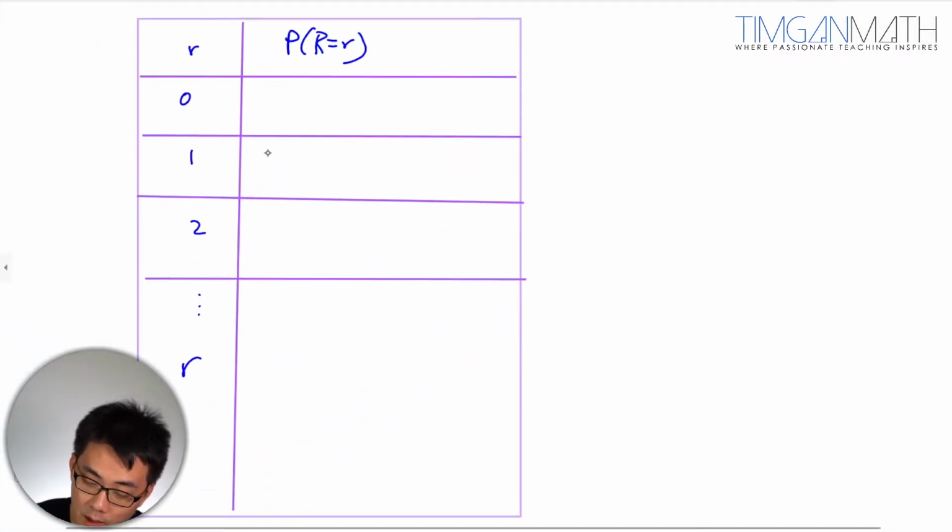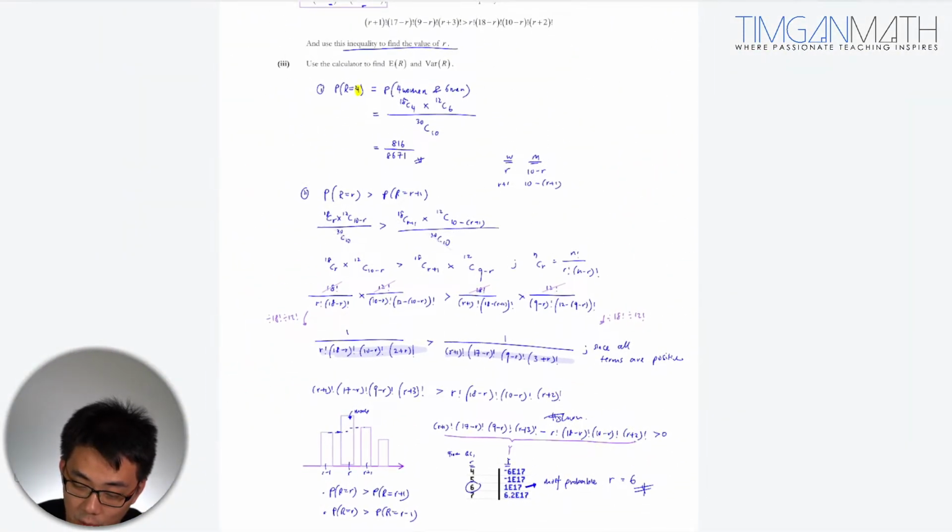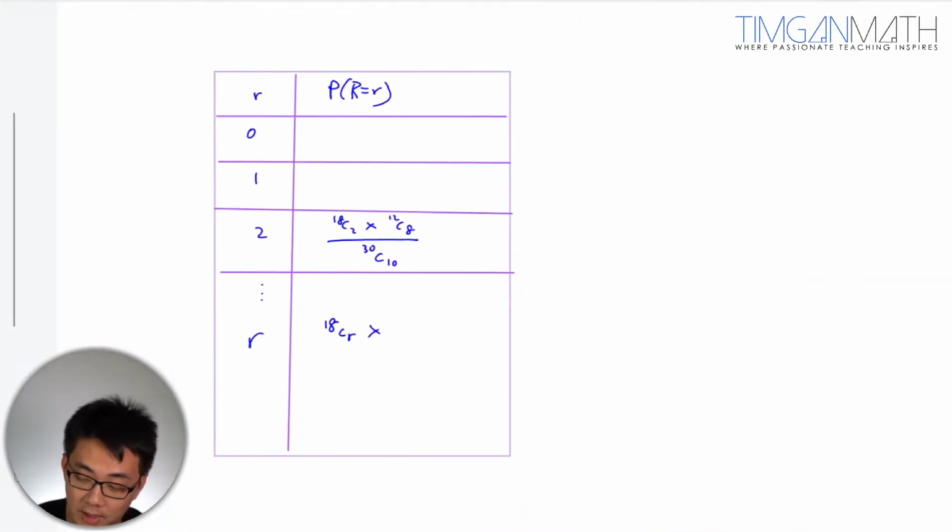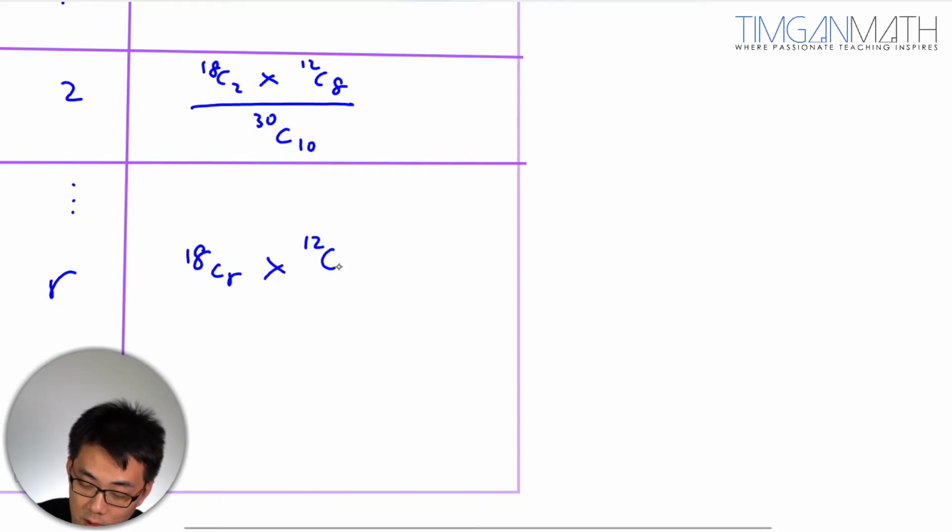For example, P(R = 2), then it will be 2 women, right? We want 18 choose 2, multiply by 12 men, choose 8 of it, and after is 30 choose 10, right? So if it's R, what we need is actually 18 choose R, if you choose R women, then we have 10 minus R men, so it'll be 12 choose 10 minus R, and that will be 30 choose 10.